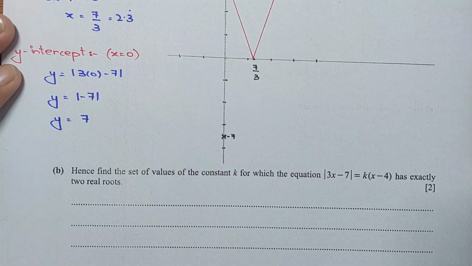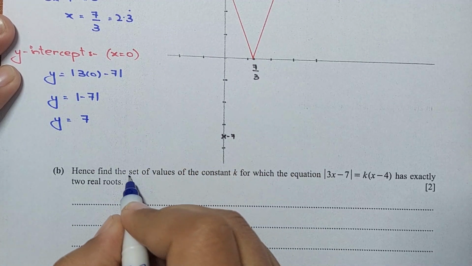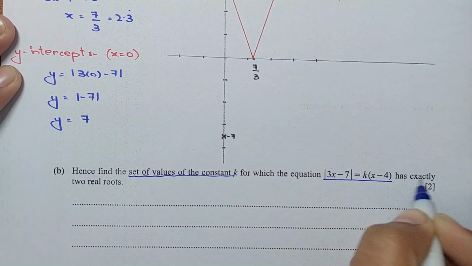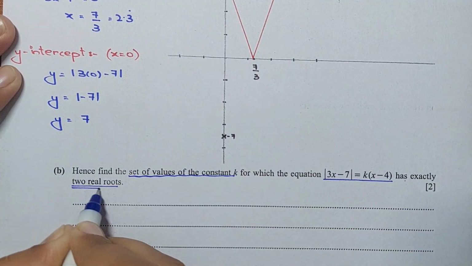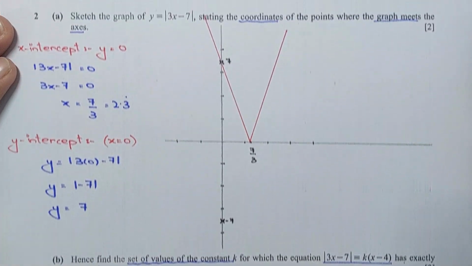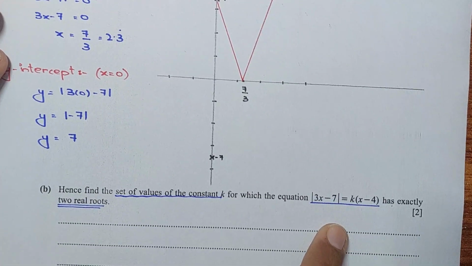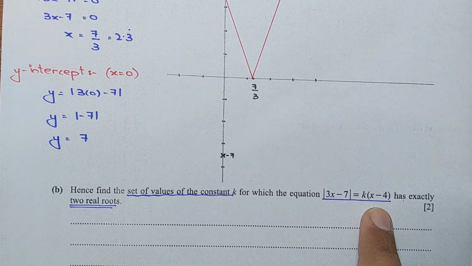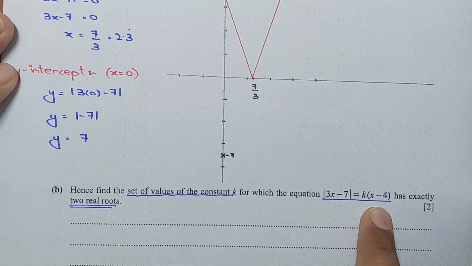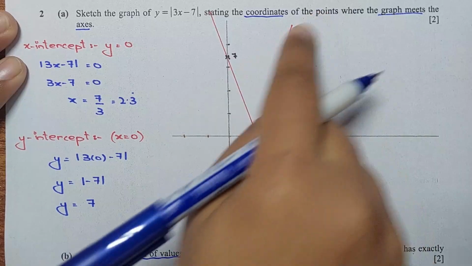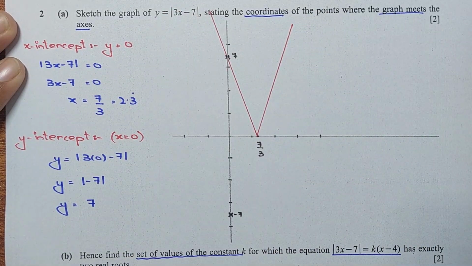Now moving to part B, hence find the set of values of the constant k for which this equation has exactly 2 real roots. Okay, 2 real roots means this absolute function, absolute of 3x minus 7, is equal to some linear equation, some straight line, which is kx minus 4, right? What is the value of k that when you draw that straight line, you will get 2 solutions, right? It cuts this absolute function at 2 points.